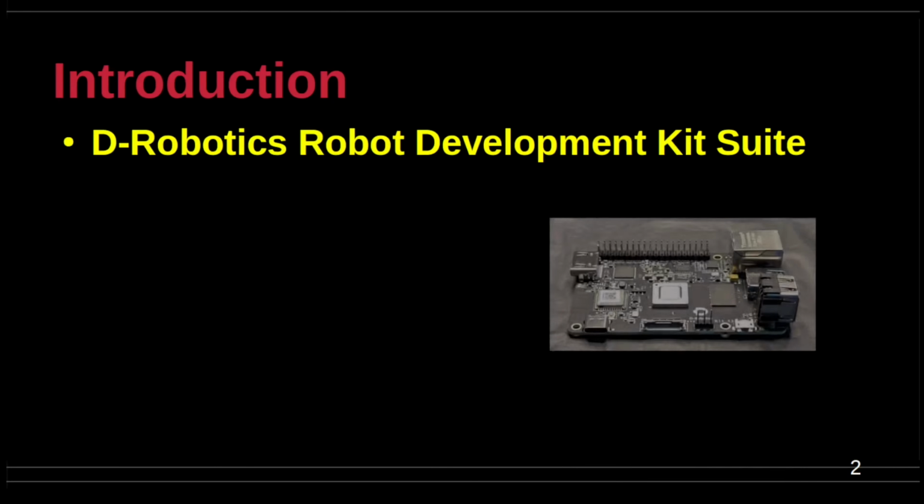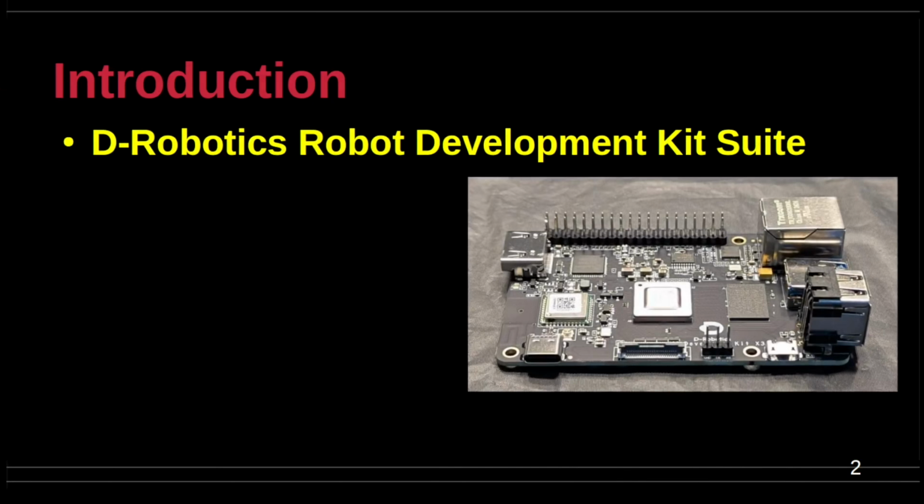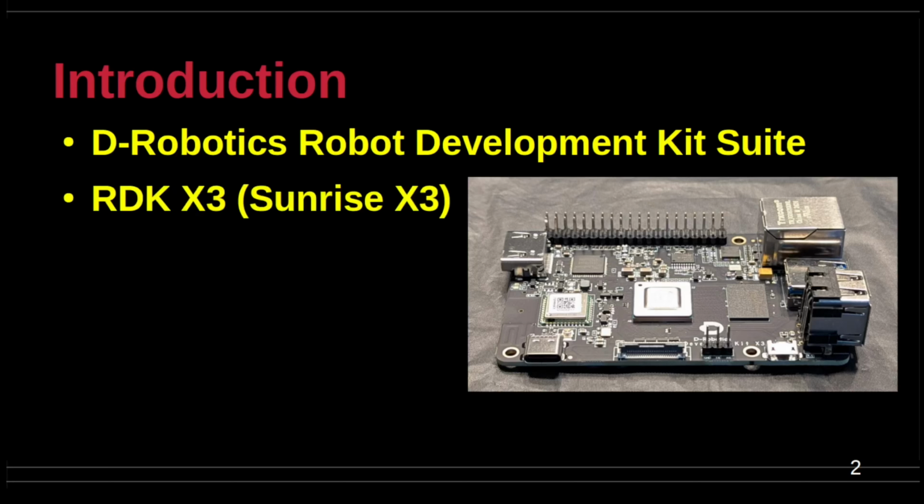The D Robotics RDK suite comprises the X3 and X5 family of products. This presentation is limited to the RDK X3, which is a single board computer from DF Robot for prototyping robots and evaluating ROS2 solutions. The common name for this model is Sunrise.